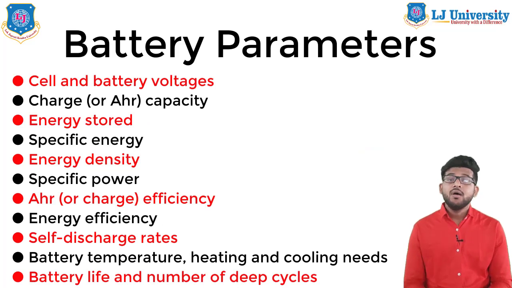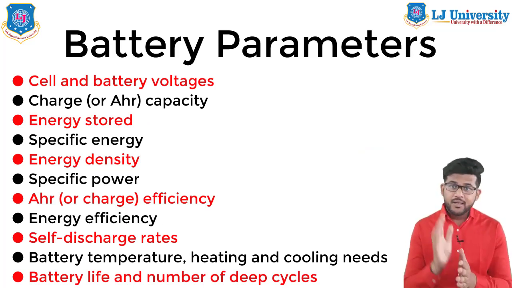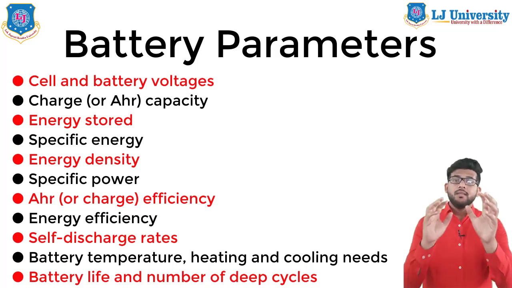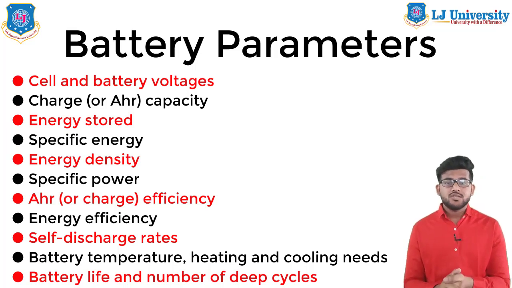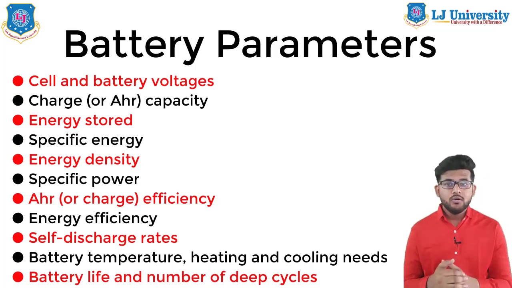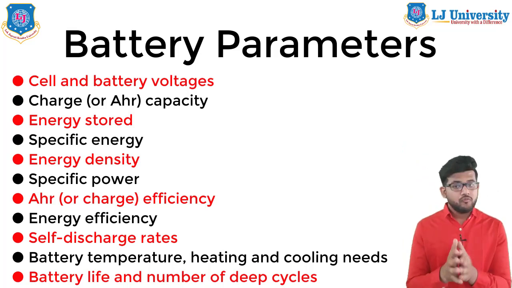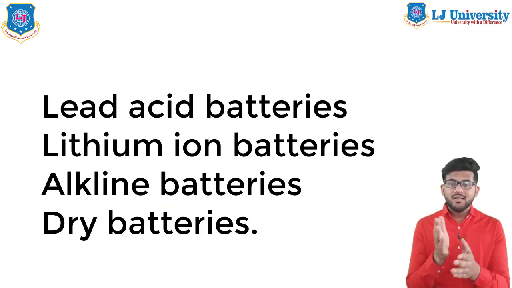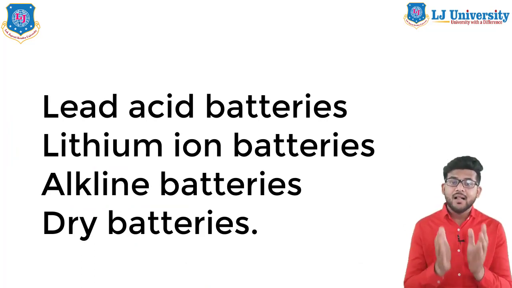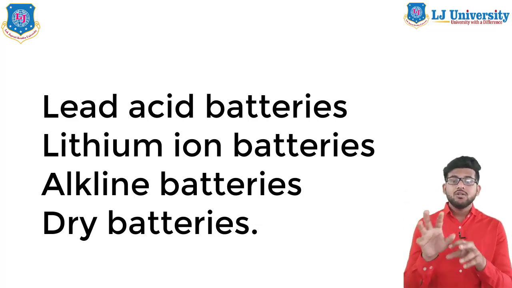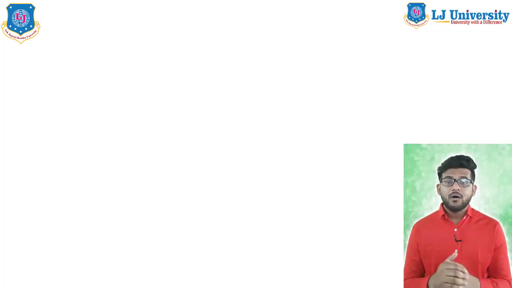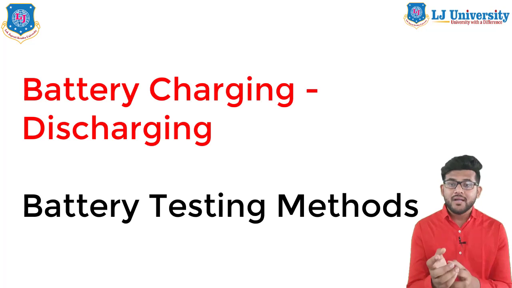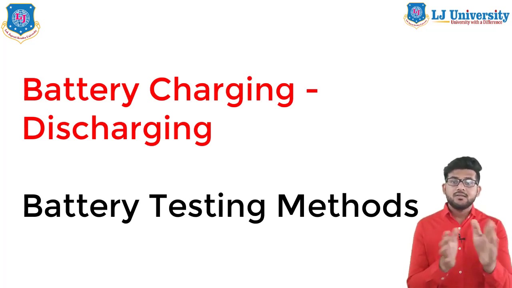So that's it in today's video. We have discussed the basics of batteries in automobiles, and we have also discussed the different parameters of the battery. Now if you have any query, you can contact me or share it in a comment. In the next sessions, we will move to the different types of batteries. The batteries will be lithium ion batteries, thereafter lead acid batteries, alkaline batteries and dry batteries. These are all the batteries that we will learn. Thereafter we will learn about battery charging and discharging, and then how to test the battery, meaning the gravimetric tests and other tests for the battery.